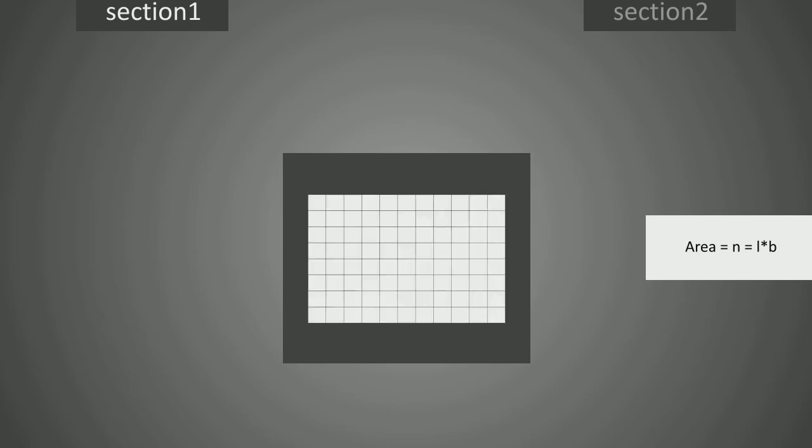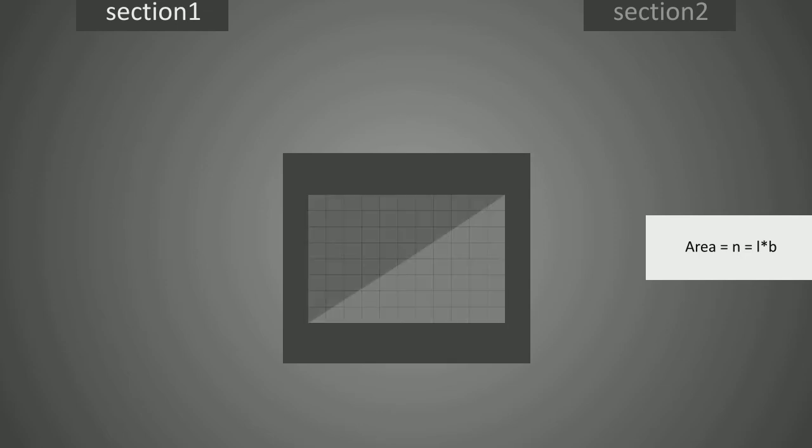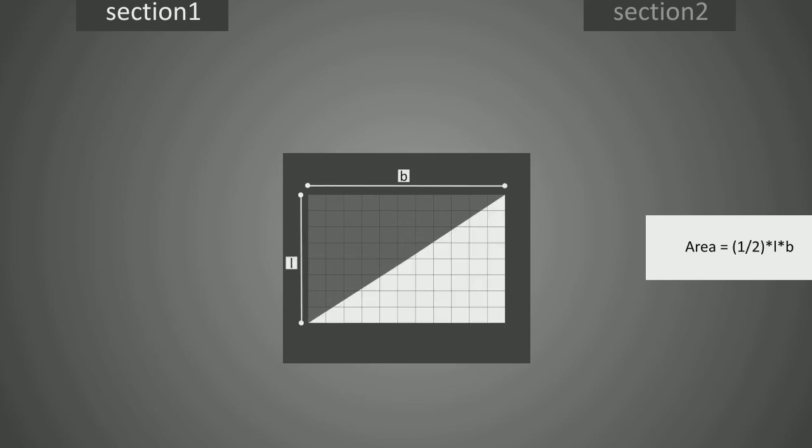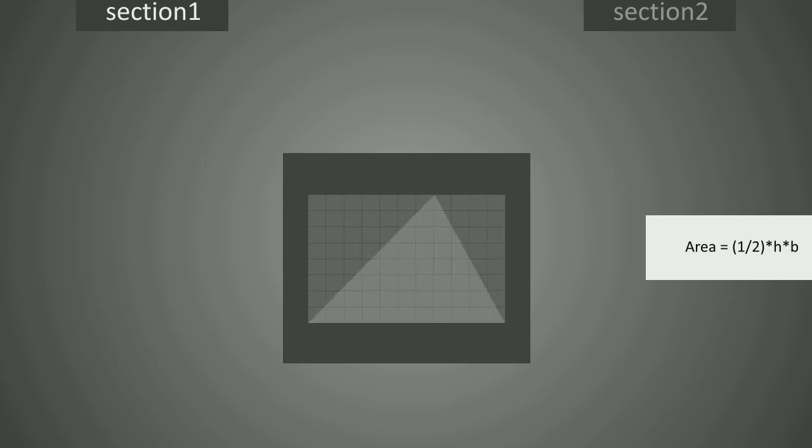Third, triangle. First we will consider only right angle triangles, and then we are going to generalize it to all triangles. So if n unit squares can be accommodated in a rectangle with base B and length L, then the area of the right angle triangle is half L into B, or half n. And as this is the case of a right angle triangle, we will replace the length with h.